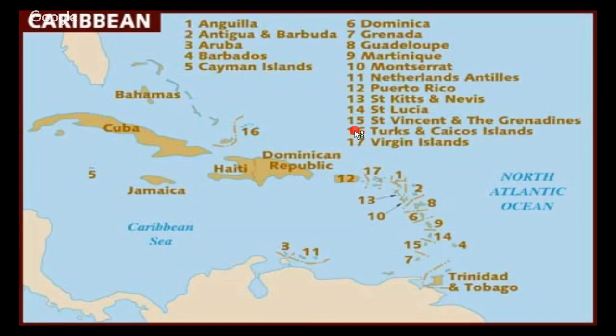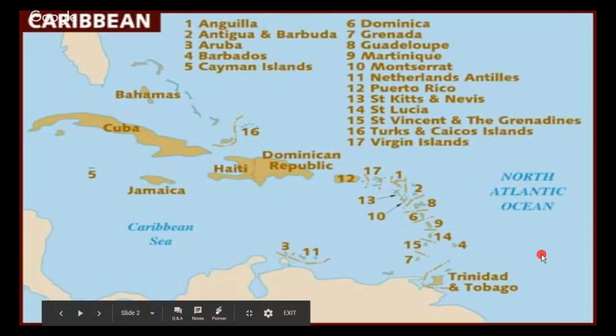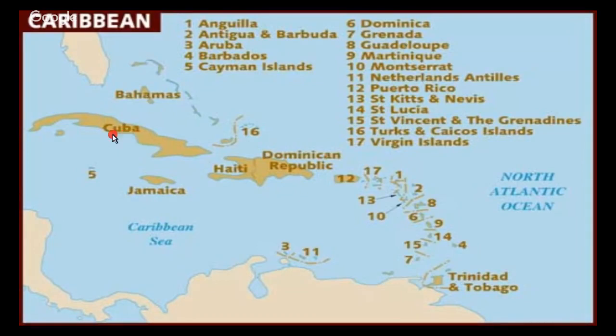So let's look on screen. What are we seeing here? A map of the Caribbean. I'm hoping that you can see my mouse moving around. What particular island am I pointing at here? Cuba. We have Hispaniola, the island of Hispaniola.